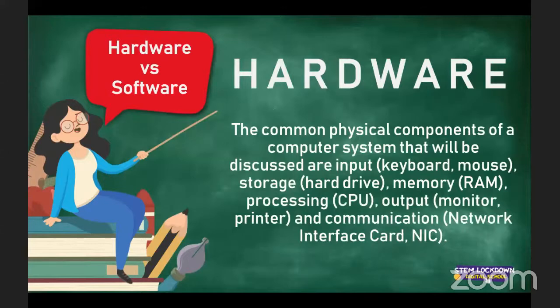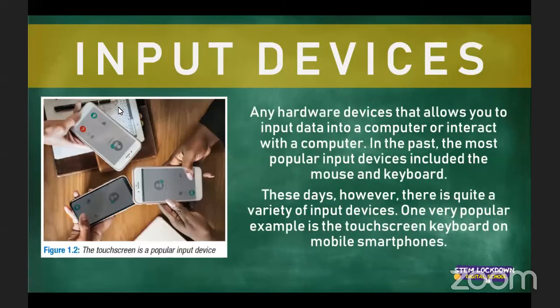Perfect. So let's look at some hardware in detail now. Let's spend some time looking at these things. So physical components are input devices, storage, memory, output, communication. Just like we looked at our expanded model of our computer. So let's check here. We are going to look at input devices. So any hardware device that allows you to input data into a computer or interact with the computer.